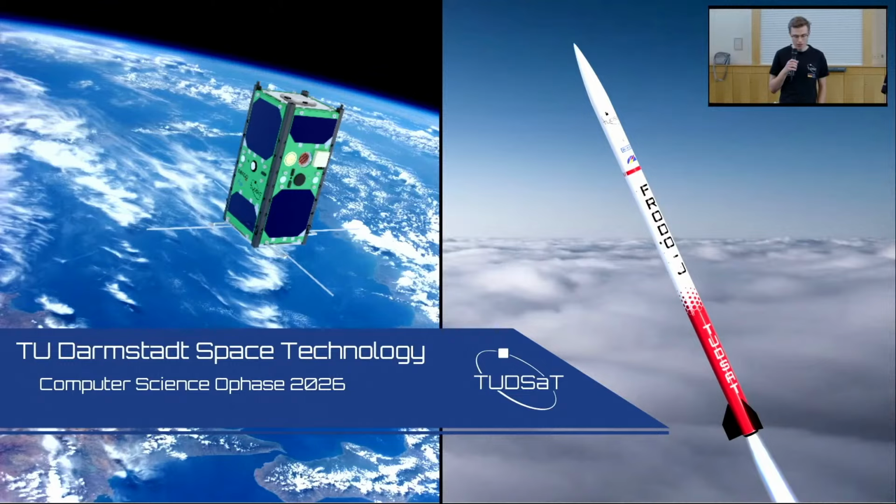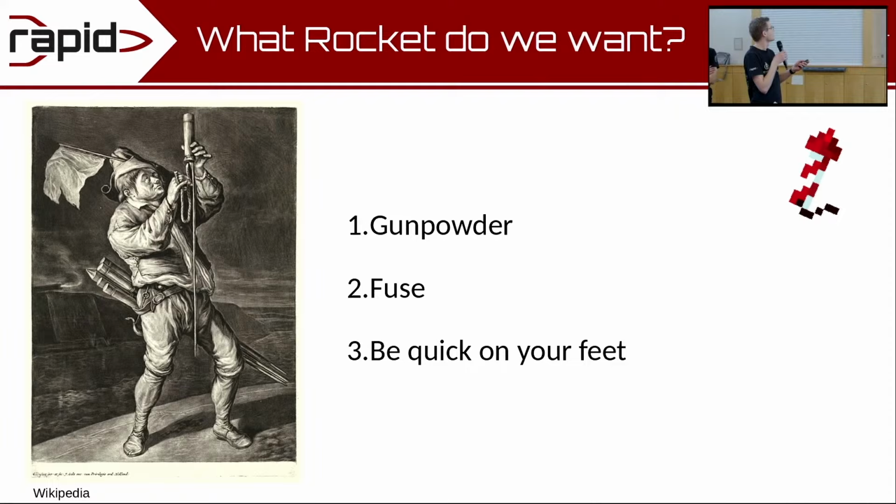Okay. Next slide, please. Well, what rockets do we want to build? A bit of gunpowder, a fuse, and then just run. That's how humans have been building rockets for a really long time. This image here is from 1695, and that's how fireworks work.